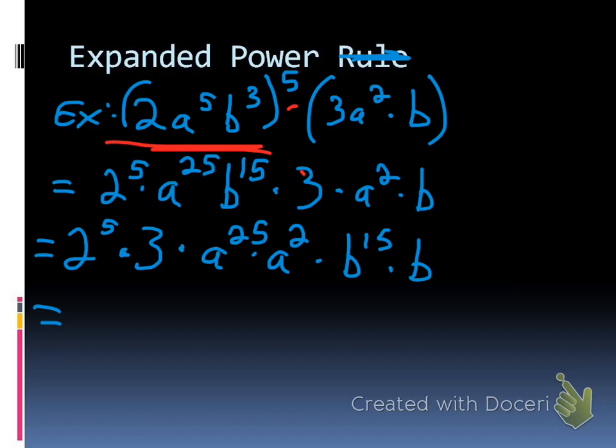2 to the 5th is not going to change. 3 is not going to change. But a to the 25th times a to the 2 is a to the 27th. And b to the 15th times b to the 1 is b to the 16th. Okay, and that's it for that one. I can't get much simpler than that. We could have multiplied this 2 to the 5th out times 3, but we didn't need to.